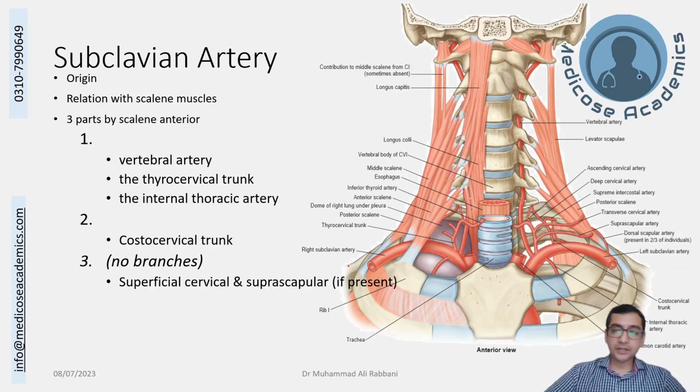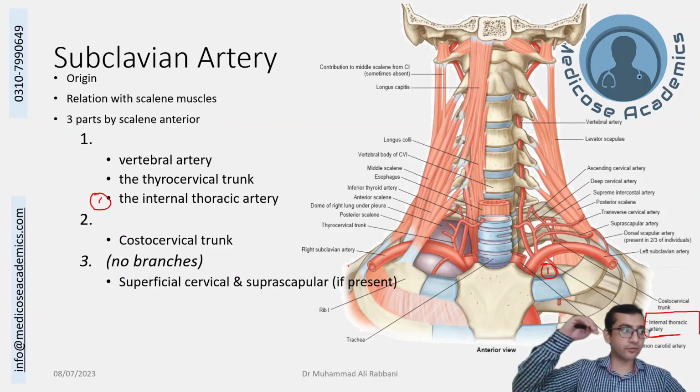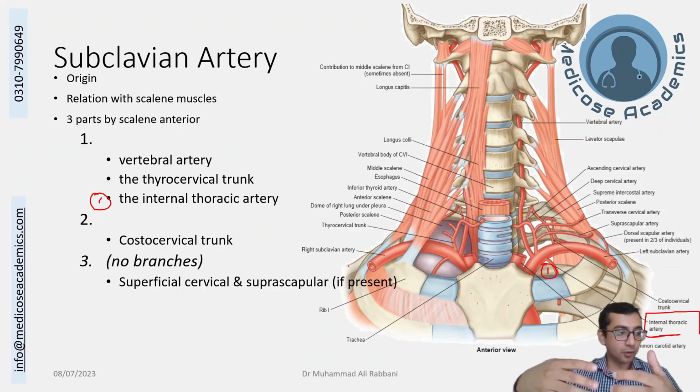The important one that you have studied in the thorax region is the one that goes down into the thorax, that is the internal thoracic artery. It will go down in front, just behind the costal cartilages, just lateral to the sternum, and it will go down up to the diaphragm, and at that level it will break into the musculophrenic and superior epigastric arteries. That's a whole discussion there, but let's keep it here that the internal thoracic artery comes from here.